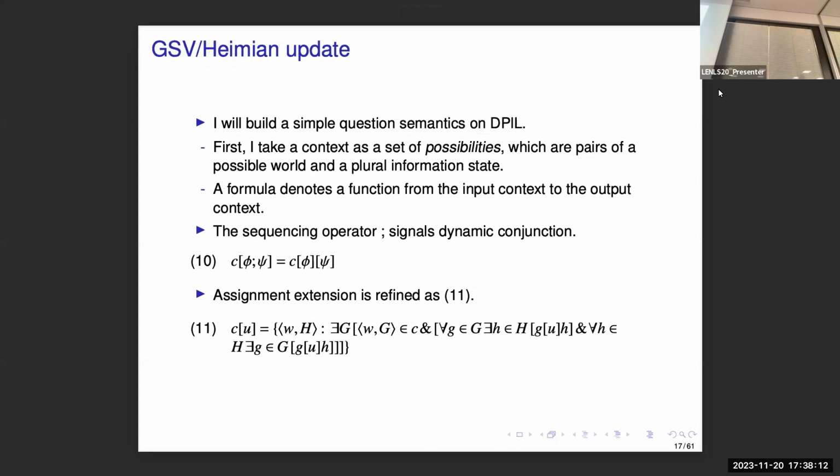And then I will build a very simple inquisitive semantics based on this setting, and I will take a context as a set of possibilities, which is a pair of a world and, this time, a plural information state. So a world and a set of variable assignments, and the context is a set of these possibilities. And this is the notation for dynamic conjunction, that is function composition, and this is assignment extension rewritten in this setting.